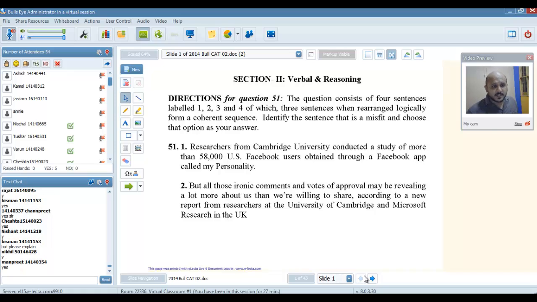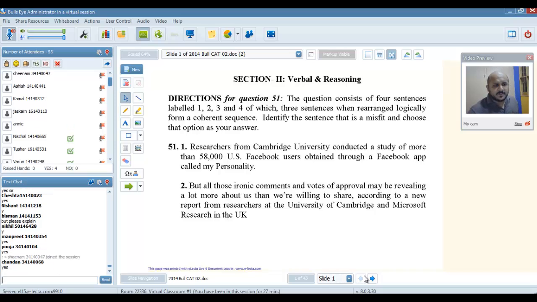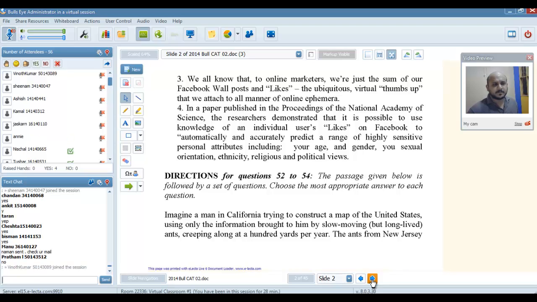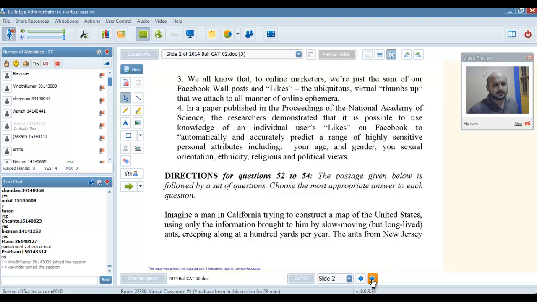Okay, I will explain this question. Just done reading the first slide? So we move on to the next slide. Read sentences 3 and 4. Done reading the sentences? Sentence number 3 and 4. Guys, you've got to be quick. The clock always ticks.